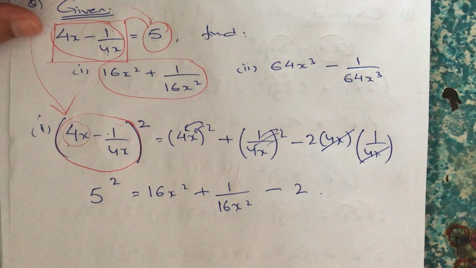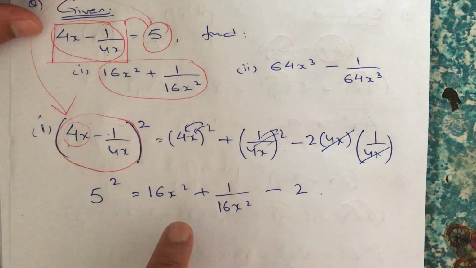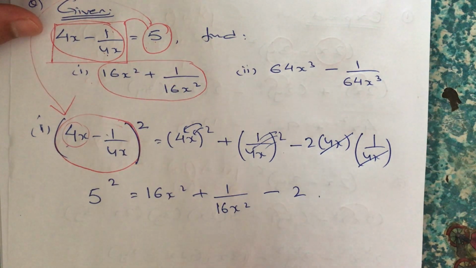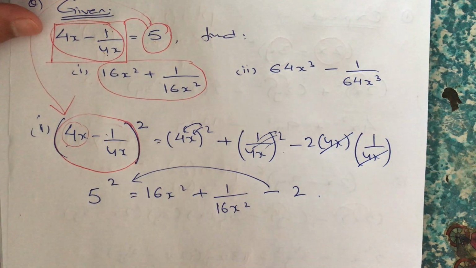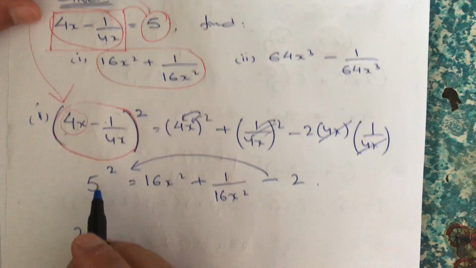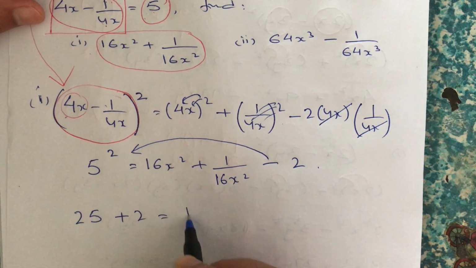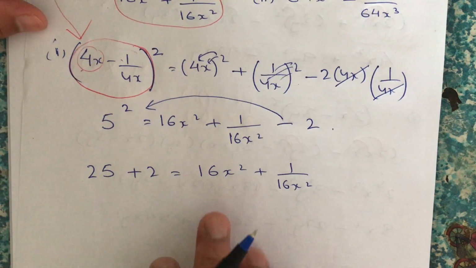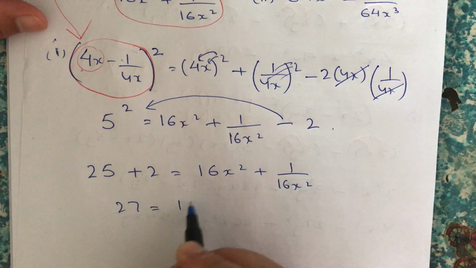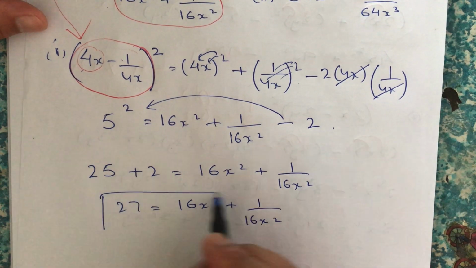Now if you look closely, the question says find 16x squared plus 1 by 16x squared, and we already have that. But there is an extra minus 2 over here, so this minus 2 needs to be brought to this side. Then we have 5 square, which means 5 into 5, that is 25, and the minus 2 becomes a plus 2, that is equal to 16x square plus 1 by 16x square. So 27 is equal to 16x square plus 1 by 16x square, and that's my answer.